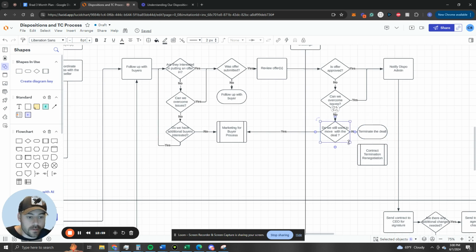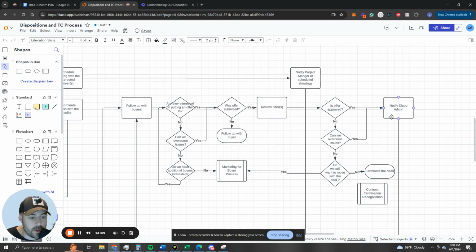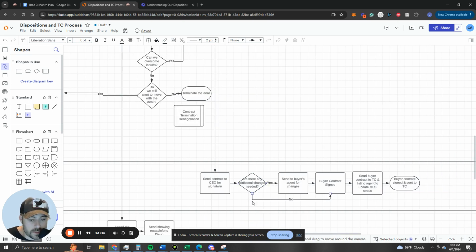Let's see if I can make this a little bigger so we don't blow it up too much. Do you want to terminate? No. Then terminate the deal. And then we have a certain process around that. Now, remember, if we do accept an offer off market, we got to notify Dispo, send contract for signature. Are there any additional changes needed? Send to buyer's agent with us signing it, or for other changes. If there's none, buyer contract signed, send a contract to TC and Dispo.